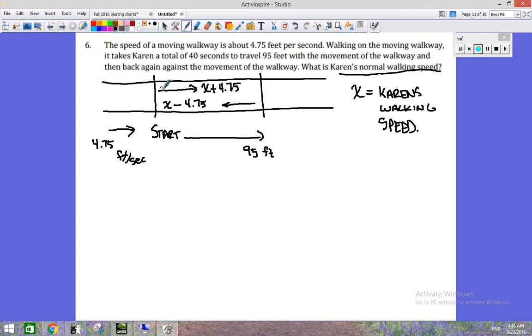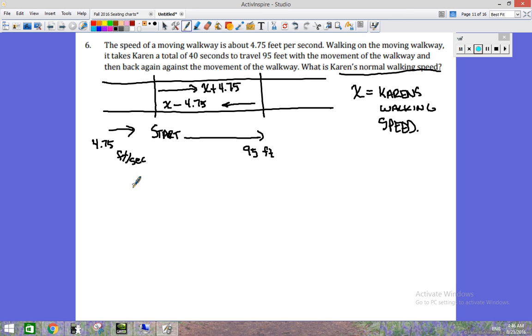Somebody might come along and say, well, the distance that she walked with the walkway is the same distance against, so you could set those two distances equal to each other. But the problem is, we know the total time, but we don't know the length of time that she takes to walk with the walkway, or the time against the walkway. We only know the total time. So that total time is probably the route to try first. We need one equation and one unknown, and if we come up with two unknowns, then we've got to try the other way.